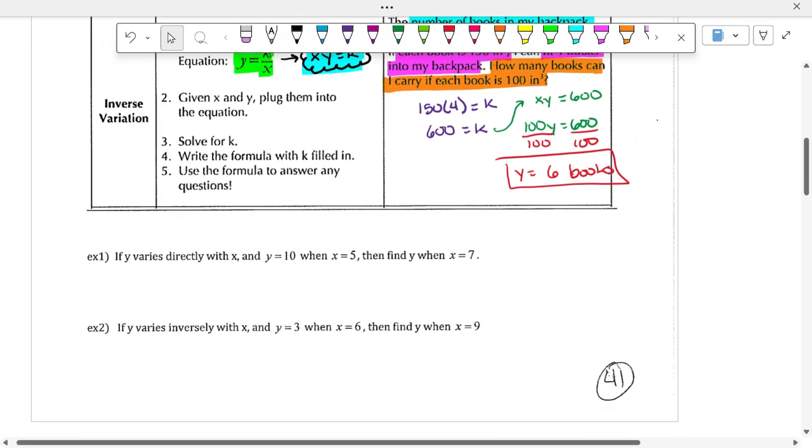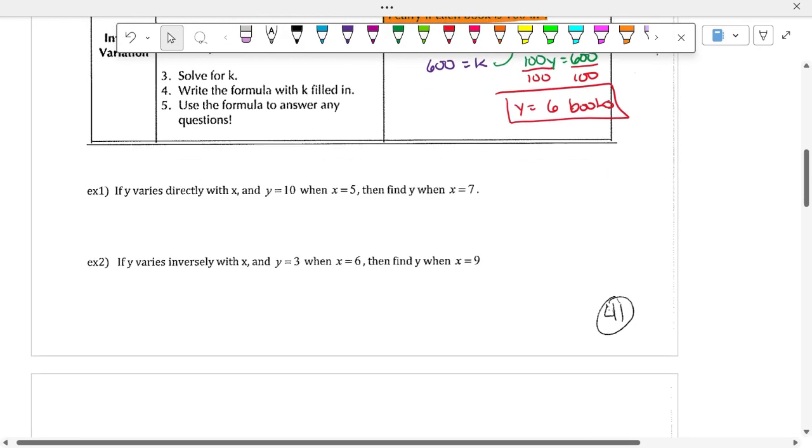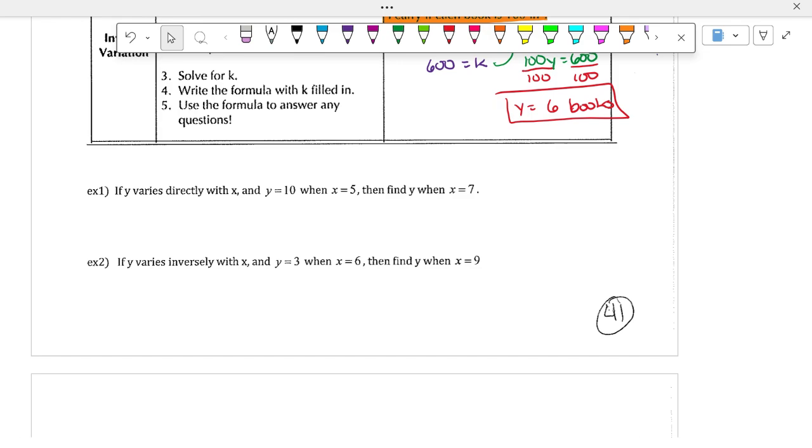Now, sometimes you'll see problems like this. It doesn't really have a context. It's more so they just ask you to find the values. So if y varies directly with x, y equals 10 when x equals 5, find y when x is equal to 7. So it varies directly.